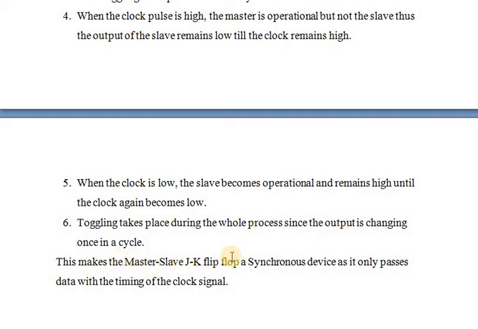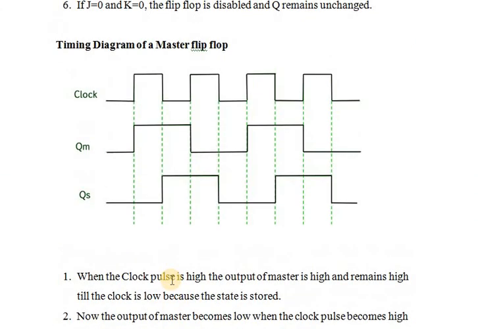This master slave JK flip-flop is a synchronous device as it passes data only with the timing of the clock signal. So this device is a synchronous device based on the clock. This is the important thing: it avoids the toggle mode problem. See here, when the master is high, it goes to the high state. At that time the slave is low. When the slave is high, at that time the master is low. You can see the variation. So this is the working of the JK master slave flip-flop.